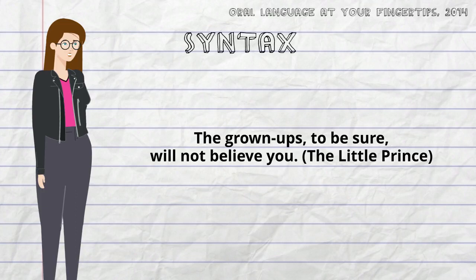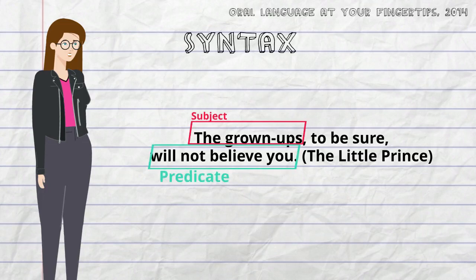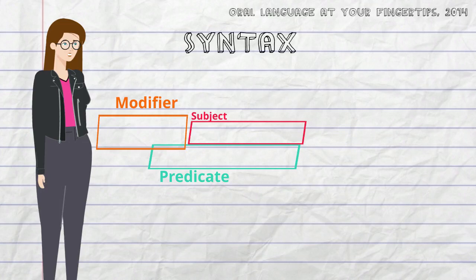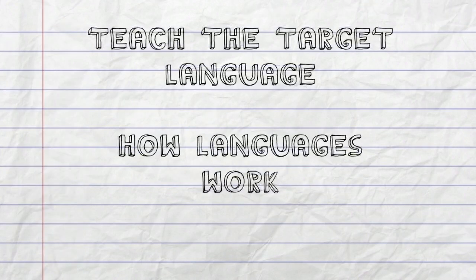For more advanced students, we can also look at the small parts of the sentence. The subject, the grown-ups, the predicate, will not believe you, and the modifier, to be sure. We can show that the modifier can move. So there are lots of things we can do to show them how the syntax of languages work. Since this book has been translated into several languages, we can also look at similar sentences in other languages spoken by the students in the classroom.